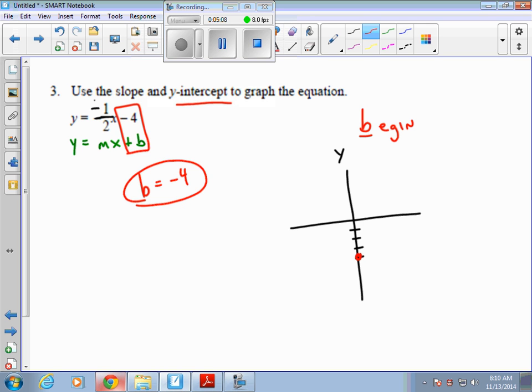Your m value, your slope, is the thing that multiplies by x. M is negative 1 over 4. M tells you where to move.